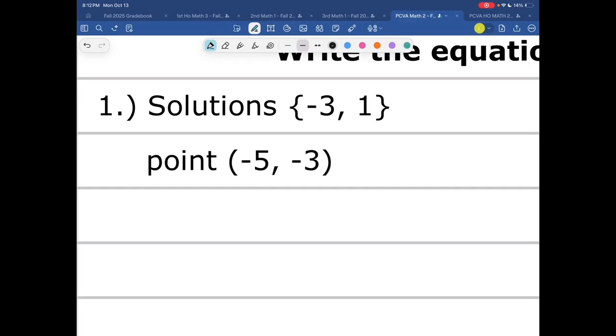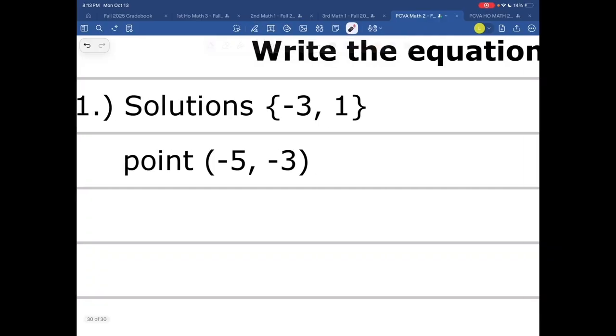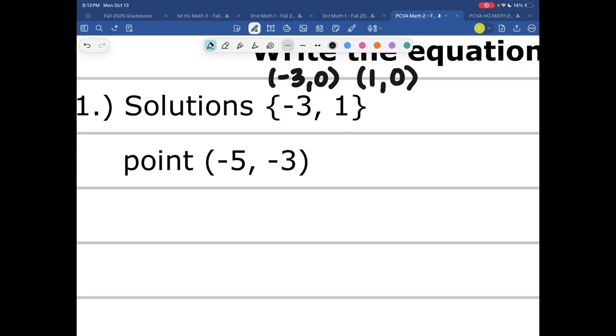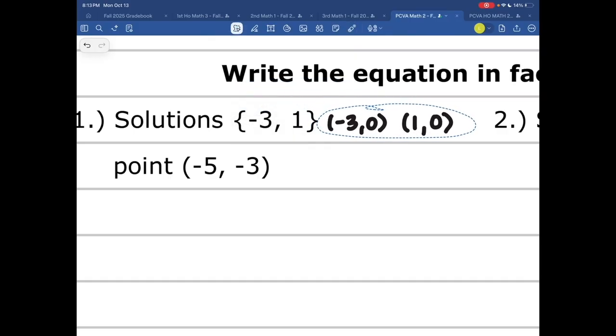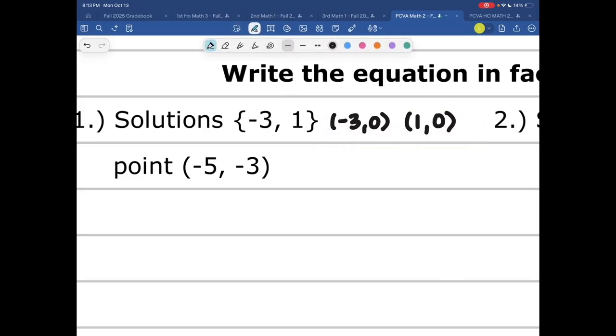Now, when they write solutions like this, you see how it's put in set notation? That set notation does not mean an actual point. That means that it's the two solutions, which would be negative 3 and 0 as a point, and it would be 1 and 0 as a point. So just keep in mind when they list solutions like that in those set notations, they're just listing the numbers of where it crosses the x-axis.